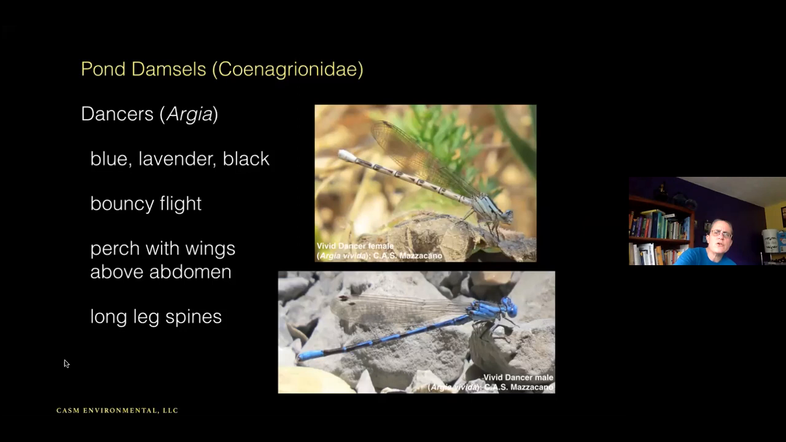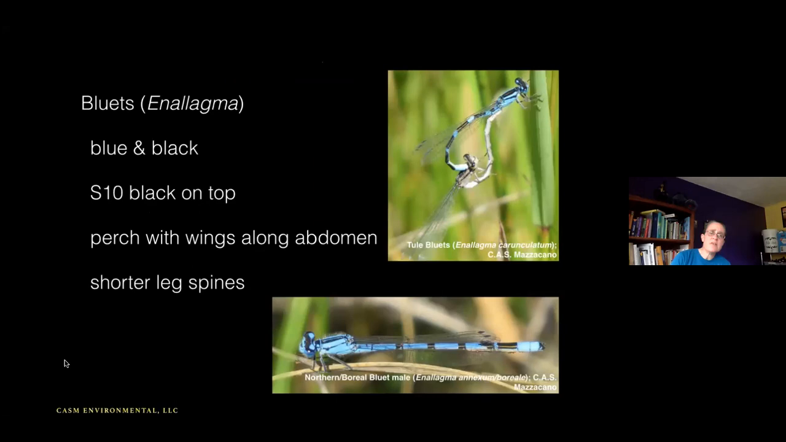Then we got a few different potential types of the bluets, or Enallagma as the genus is. They don't have that bouncy flight. Their leg spines are a little bit less obvious or pronounced because they're shorter. And when they perch, they do hold their wings sort of along the same plane as their abdomen. So the most abundant one that you're going to see are the tule bluets, Enallagma carunculatum. There's a copulating pair on the upper right there.